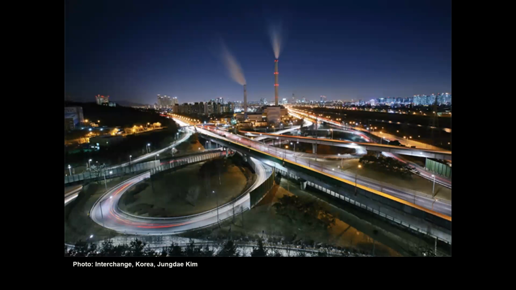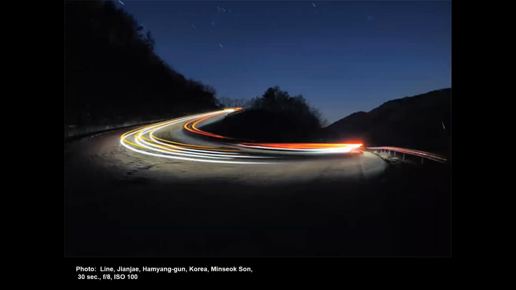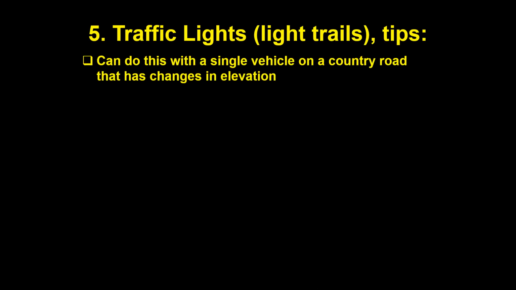Here's another scene of a major interchange. And here's some vehicle lights going down a road. So here's some tips for it. You can use this with a single vehicle on a country road that has changes in elevation, a hill.